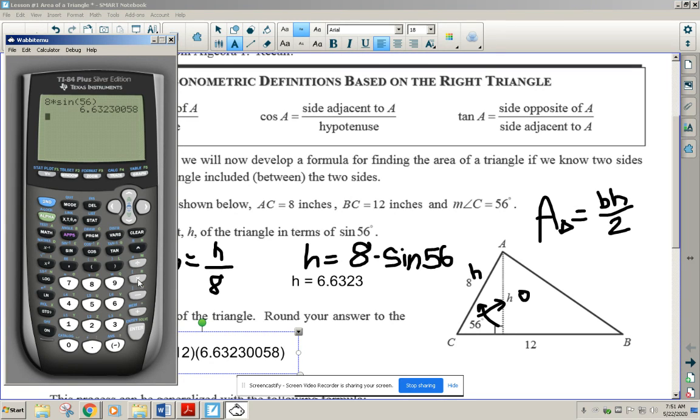So now I'm just going to hit times by the 12, which was the base. There's my answer. Because now, according to the formula, I have to divide it by 2. So once I got the answer, I can hit divide by 2, and I get 39.79308. Now they say round to the nearest square inch, so that would be 40 square inches, because here's the 9, and I look at the 7, so that would be 40.